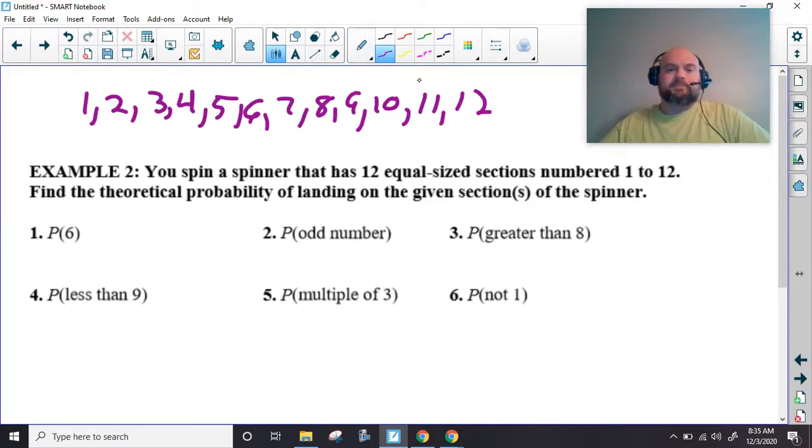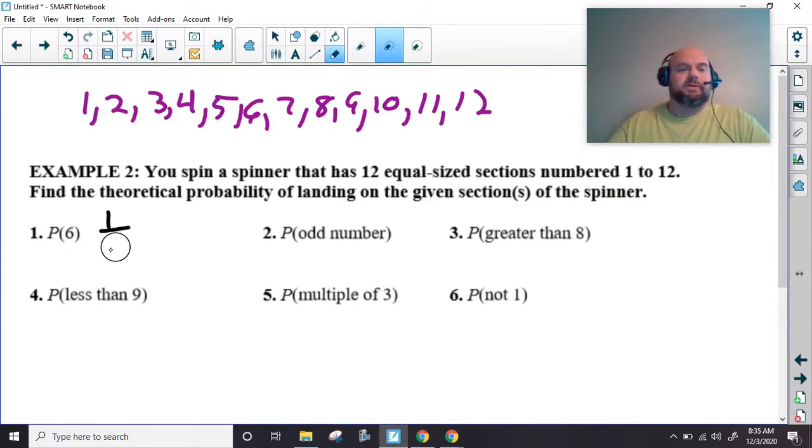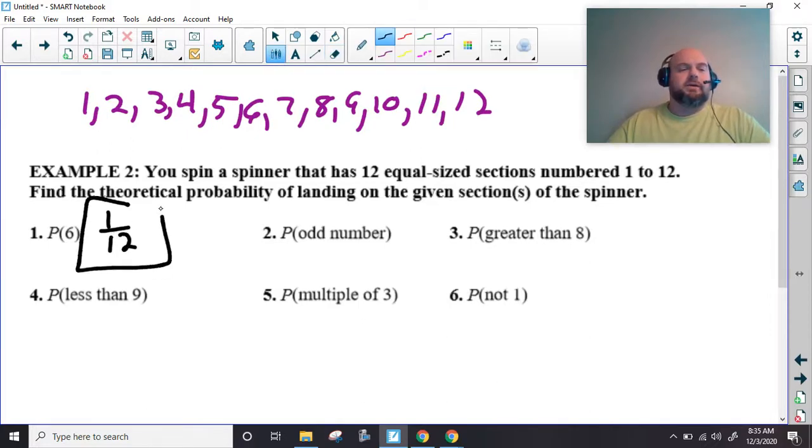So, here's our numbers 1 through 12. And find theoretical probability landing on one of these. So landing on 6. Well, 6 only happens 1 out of the 12 times, not 6 times. Okay, weirdos. Oh, 1 out of 12. Ha! I'm the weirdo. Okay, so that's our answer.